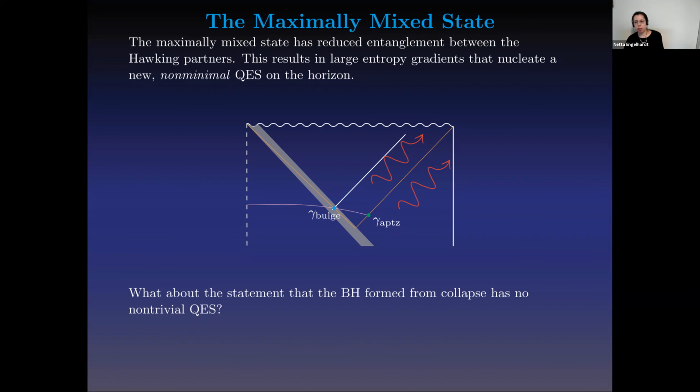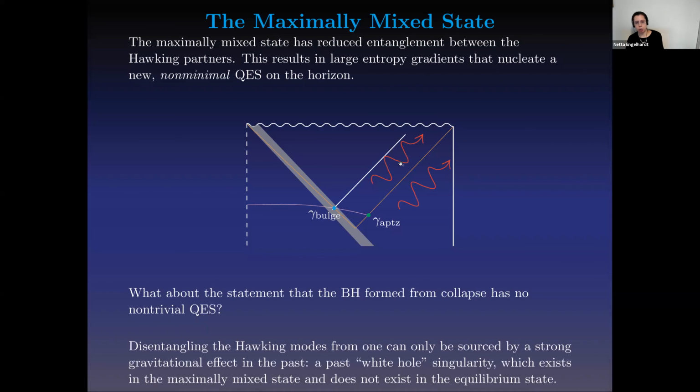You mean if I were to turn on a bulk operator here, what would be the complexity of reconstructing it? Is that the question? Yeah, perhaps, yeah. Then it would be exponentially complex in the sense of the difference between the generalized entropy of the appetizer and the generalized entropy of the bulk. If it's over here, it would be simple.